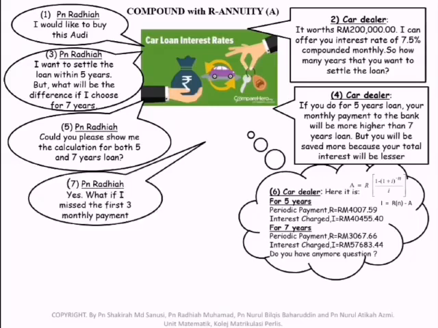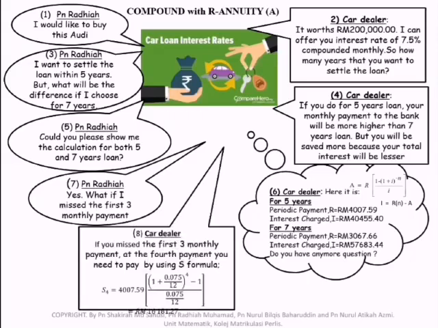Yes. What if I miss the first 3 monthly payment for the car loan, sir? If you miss the first 3 monthly payment, at the 4th payment you need to pay by using S formula. So it's equal to 16,181 ringgit and 27 sen. Oh, thank you for the explanation, sir. So here you need to remember that I is equals to J over M, where N is equals to T times M.